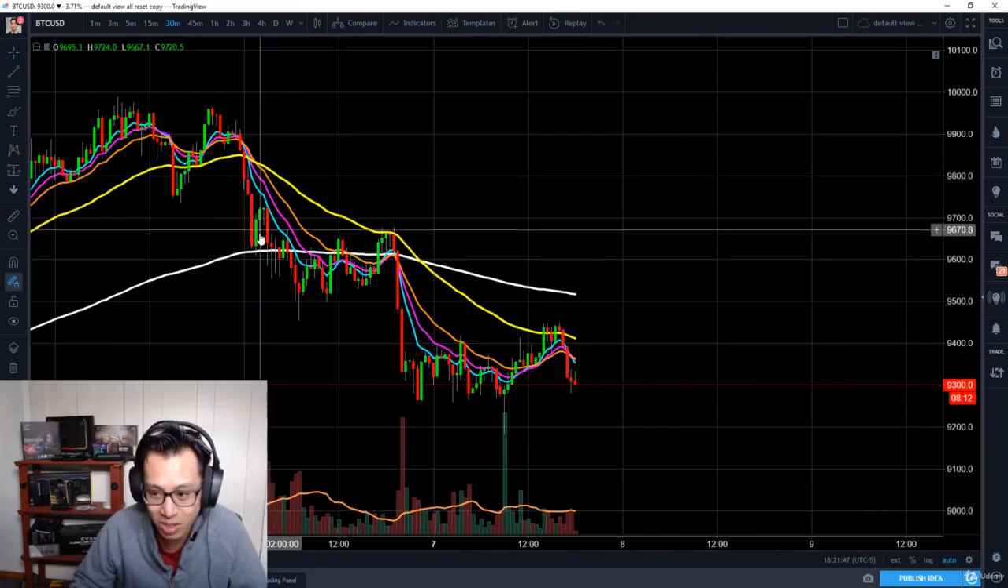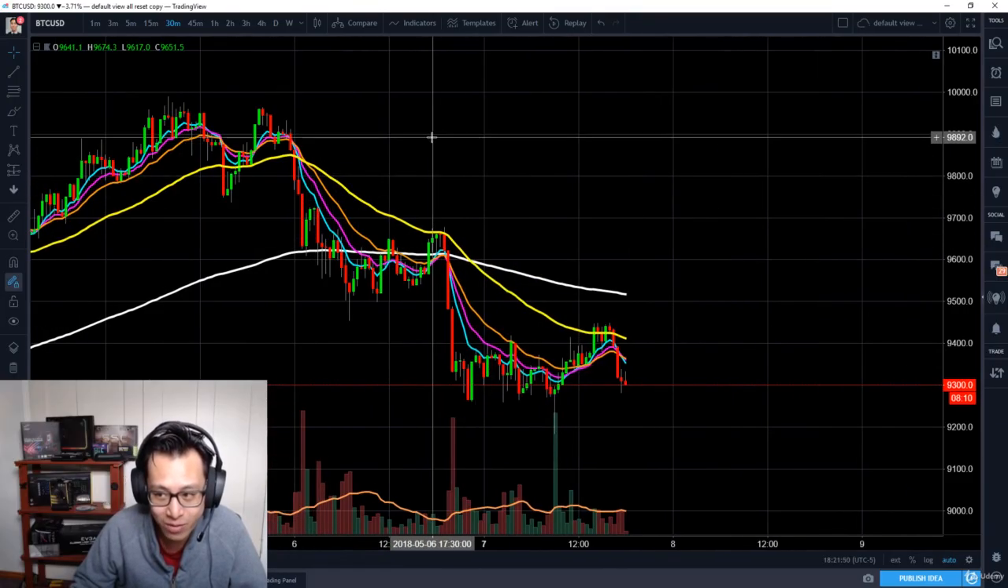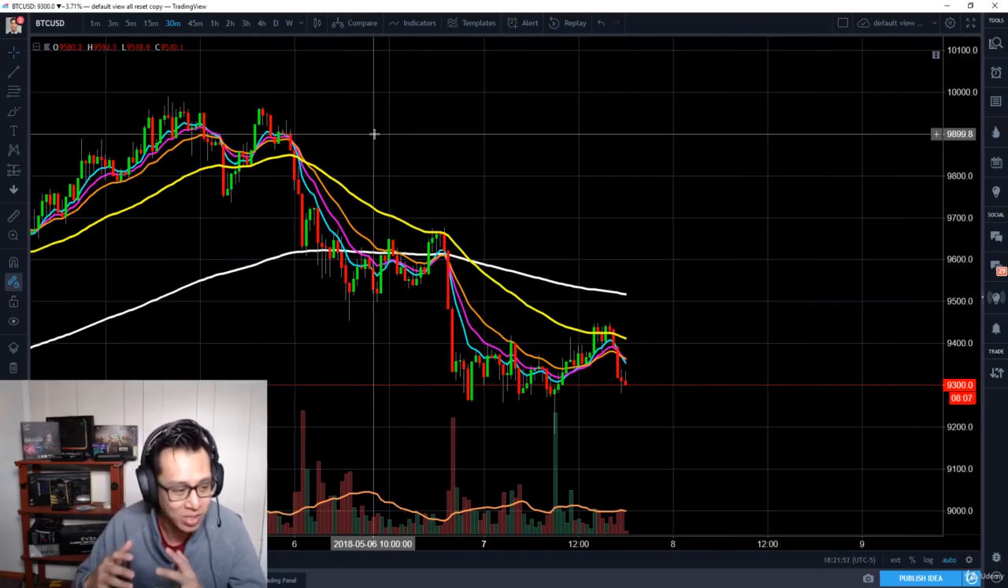And then eventually it bounces off of these moving averages. So think of moving averages as actually a line that can be a resistance or a support.